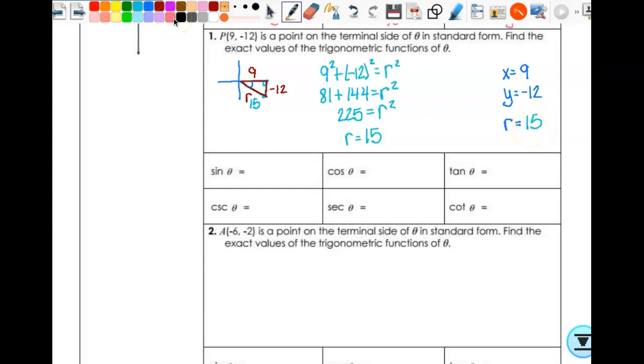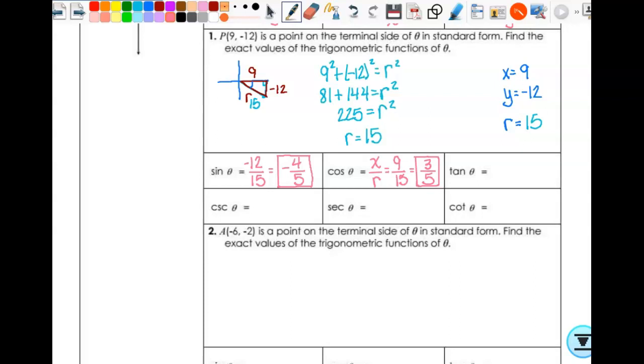Then we can set these up. Sine, it was just our y, but it is now y over r, because this is not a unit circle. So this is going to be a negative 12 over a positive 15. So when I reduce that, I'm going to get negative 4/5. And it makes sense that it's negative because I'm in the fourth quadrant, and I know that sine is negative in the fourth quadrant. Cosine, which is just plain old x for the unit circle, is x over r when it's not a unit circle. So that's going to give me 9 over 15. And when I reduce that, that's going to give me 3/5. And it's positive, which makes sense because cosine is positive in the fourth quadrant.